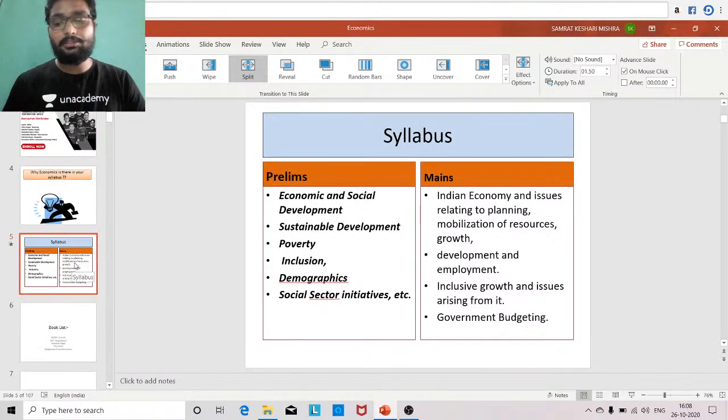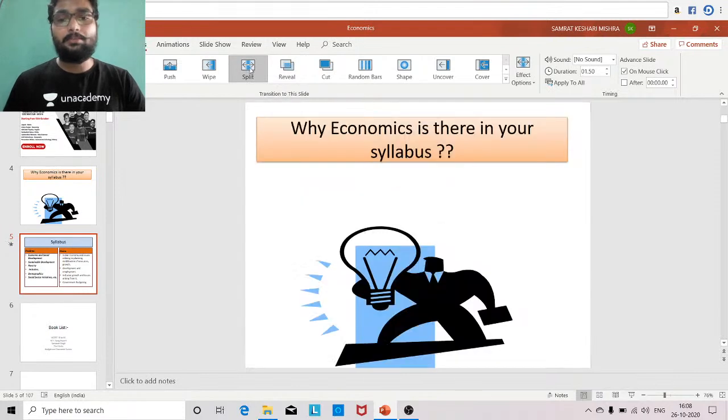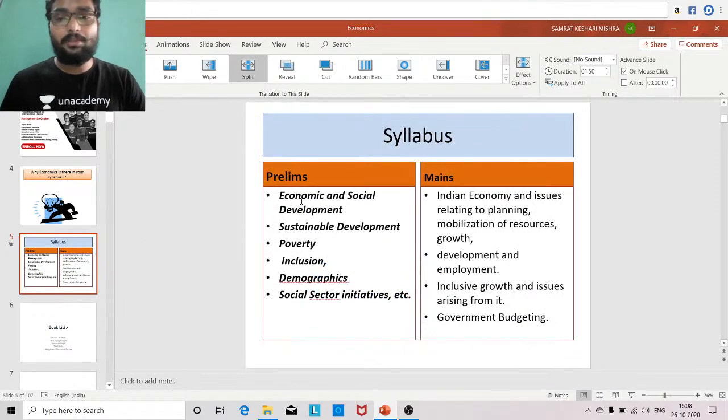So see, this is the syllabus for you. For the prelims, there is economic and social development, sustainable development, poverty, inclusion, demographics, and social sector initiatives. In the mains examination, you have Indian economy and issues related to planning, mobilization of resources, growth, development and employment, inclusive growth, issues related to inclusive growth, and government budgeting.